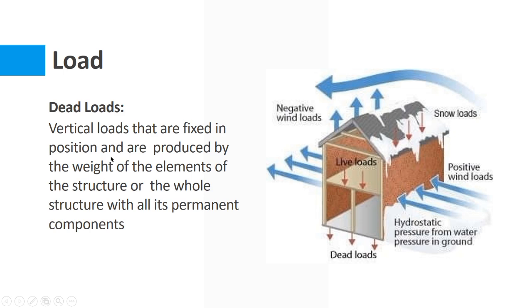Dead loads are vertical loads that are fixed in a position and that are produced by the weight of the elements of the structure or the whole structure with all its permanent components. Any component which is permanent and cannot be detached from the system, for example the roof, the wall, the floor, the slab. They produce a permanent load, or a load which cannot be removed from the system whenever it is constructed. These kinds of forces are known as dead loads.